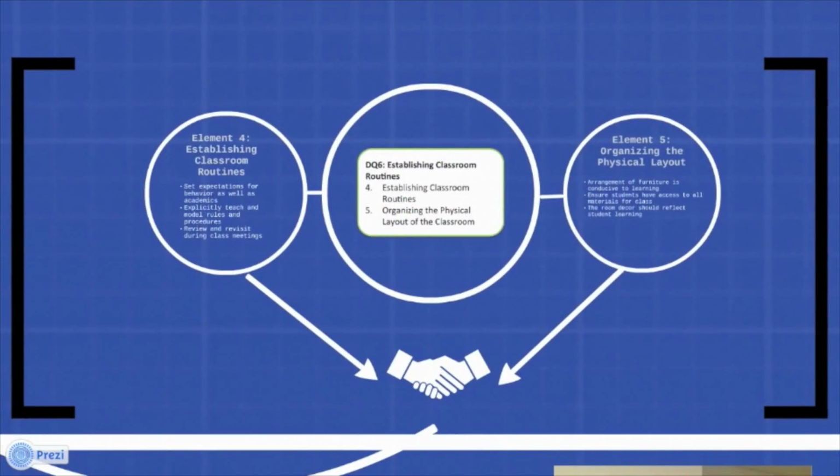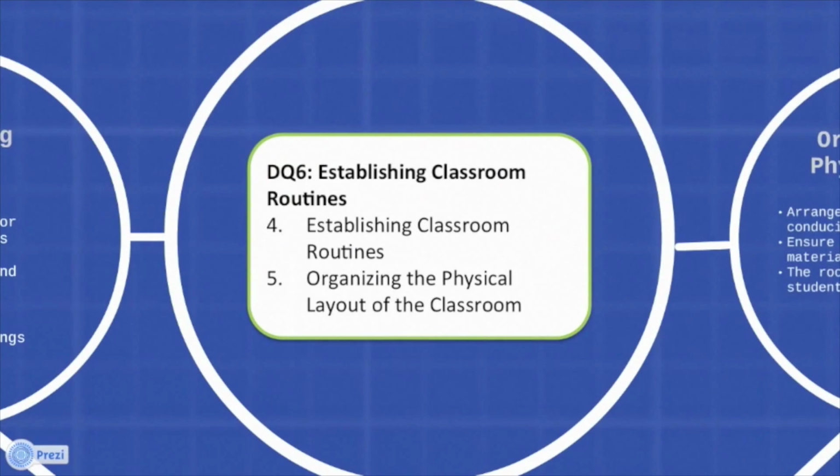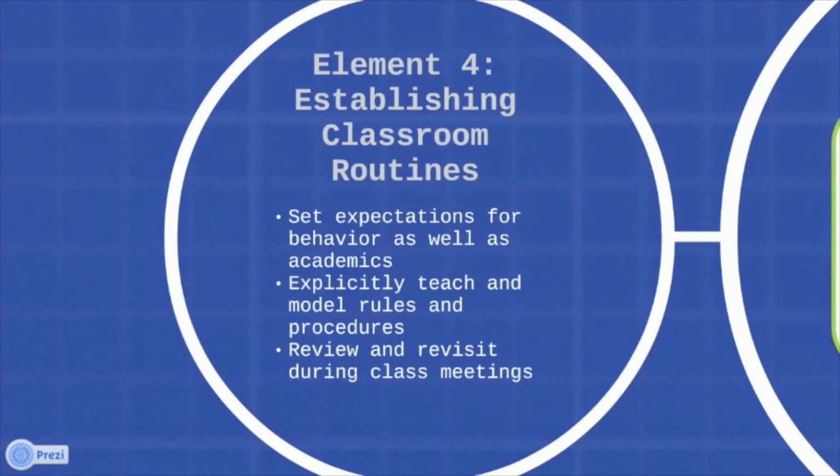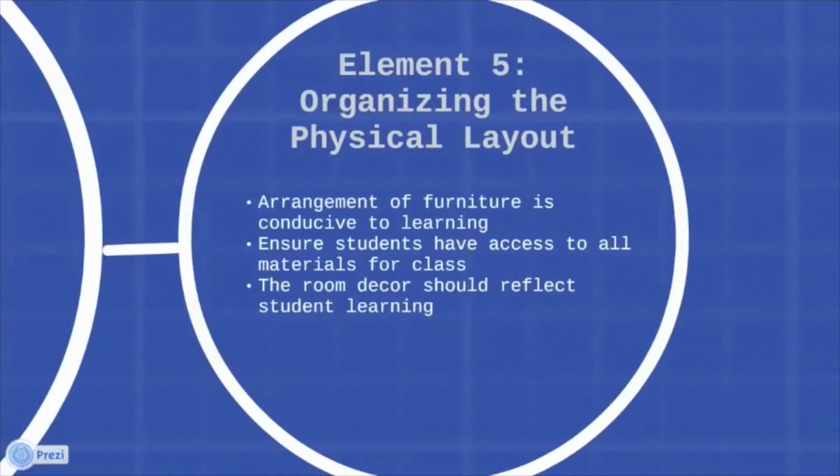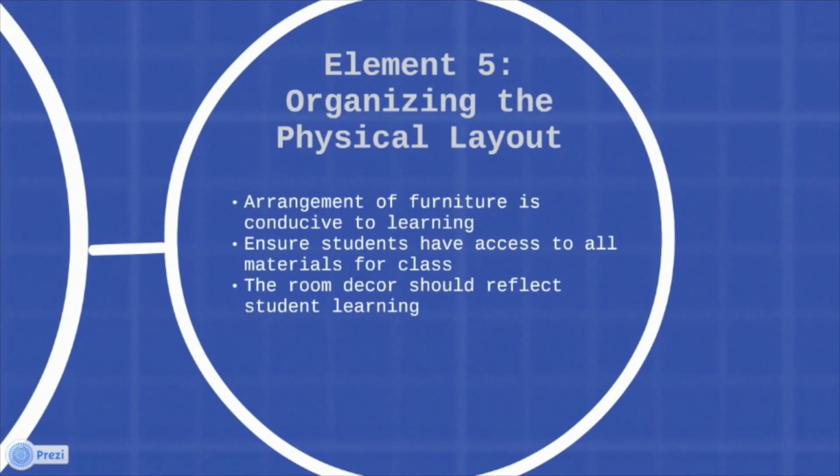Taking a closer look at DQ6, we know that it contains two elements. Element 4, establishing classroom routines, involves setting expectations for behavior as well as academics, explicitly teaching and modeling rules and procedures, and reviewing and revisiting during class meetings. Element 5, organizing the physical layout, incorporates arranging furniture conducive to learning, ensuring students have access to all materials for class, and room decor that reflects student learning.